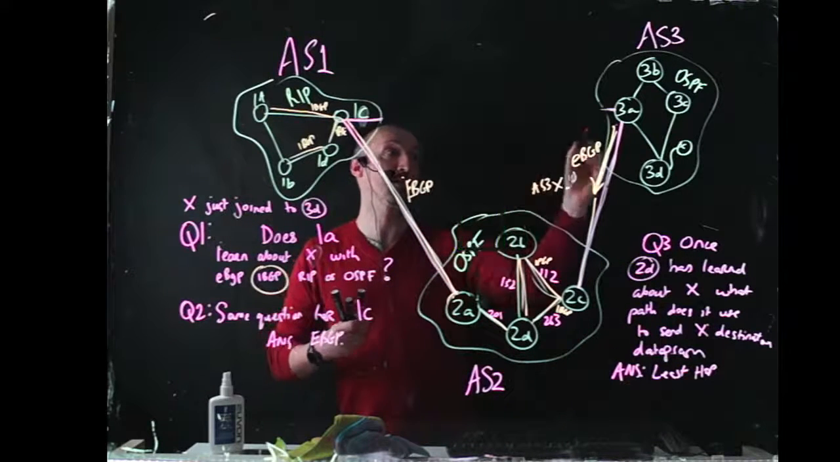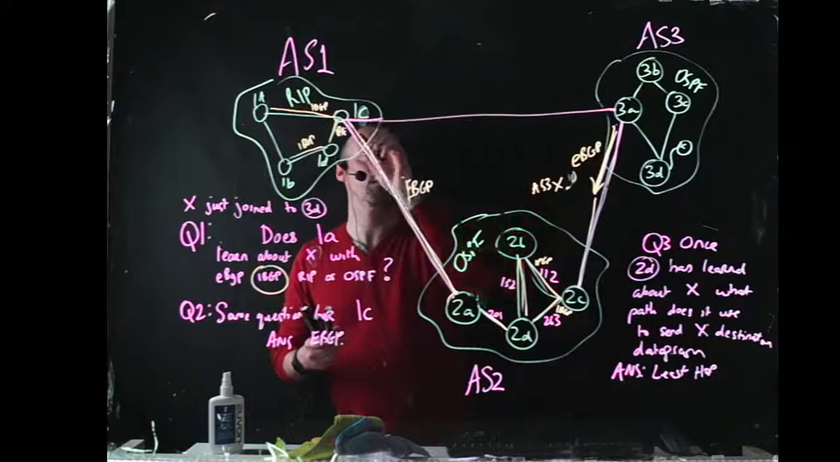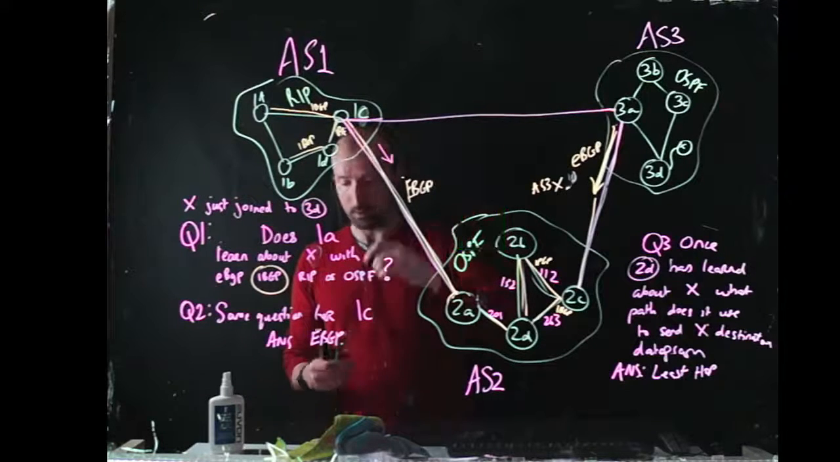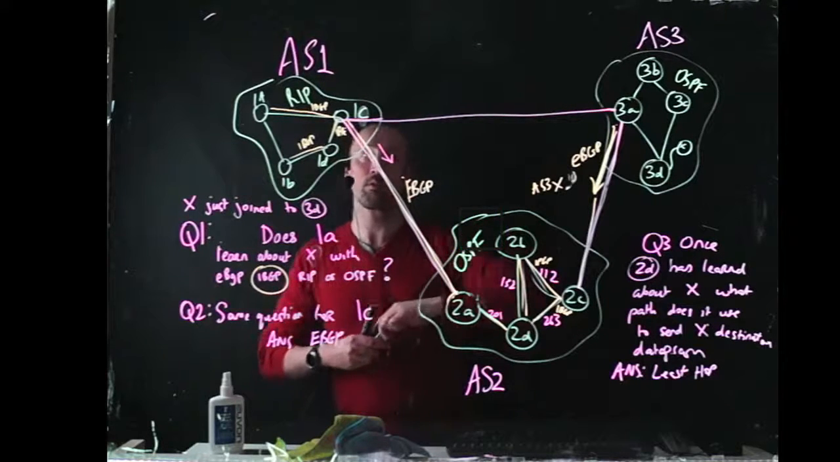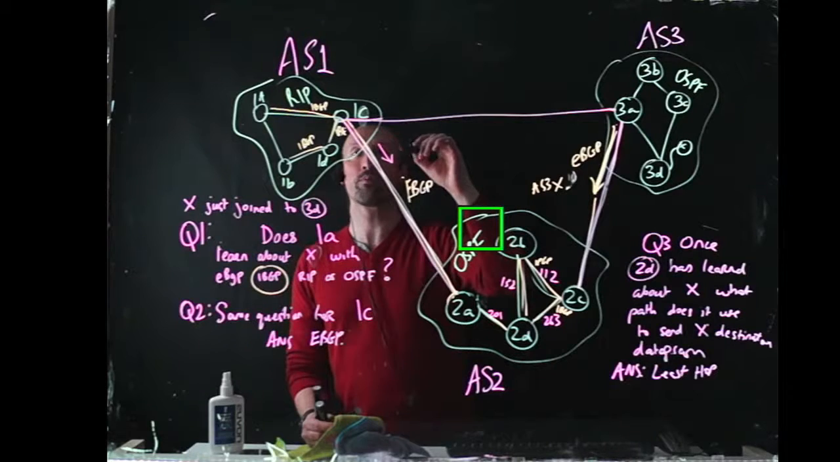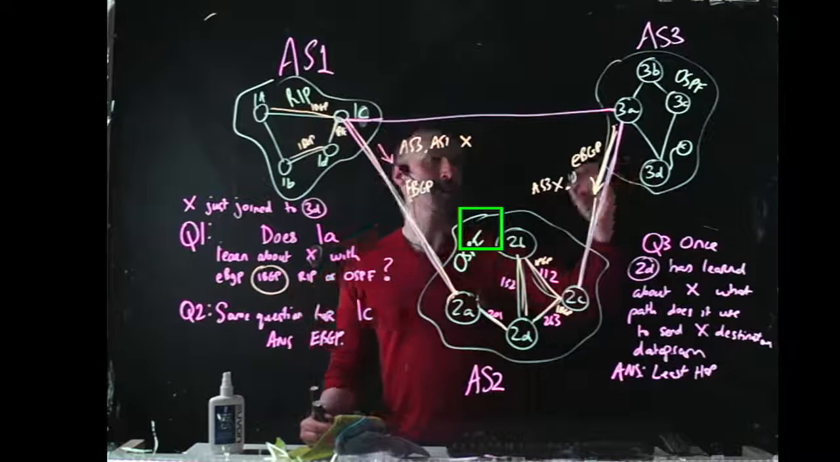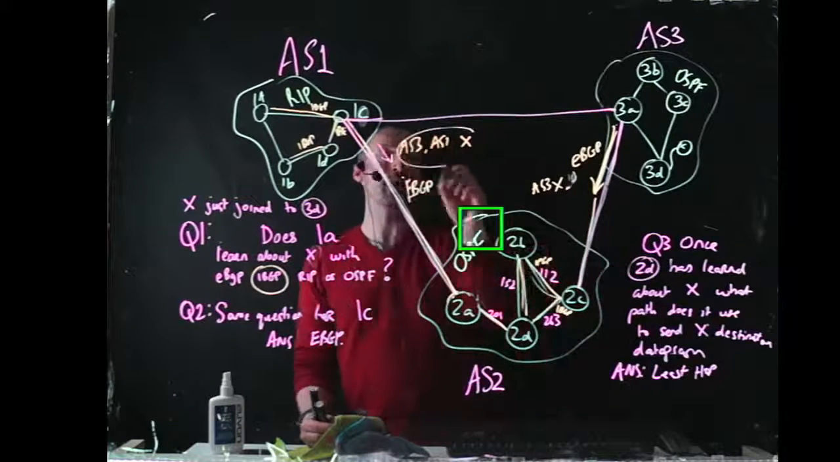So if we have this connection in here now, we're going to end up with reachability information coming down here via eBGP. I'll just use orange again. We're going to end up with information saying you can get to X via AS1, AS3 in this direction, and here you're going to get AS3 X. So you're going to have two paths to choose from.